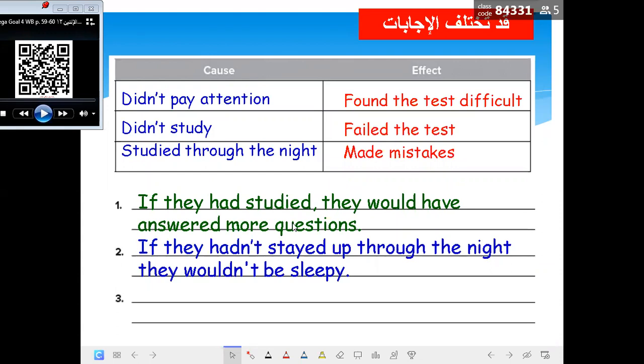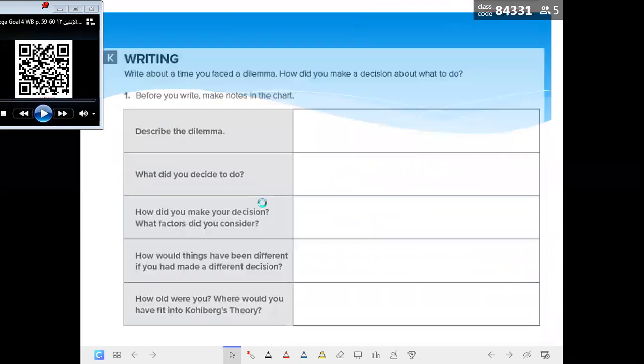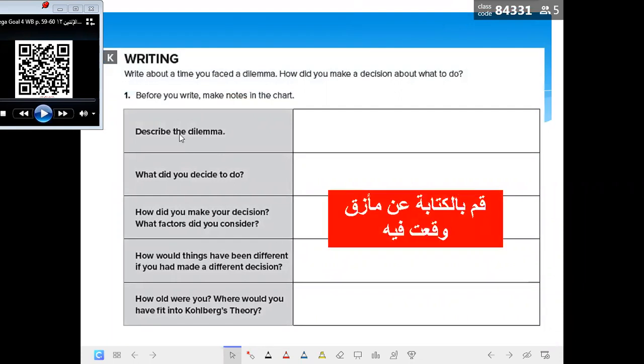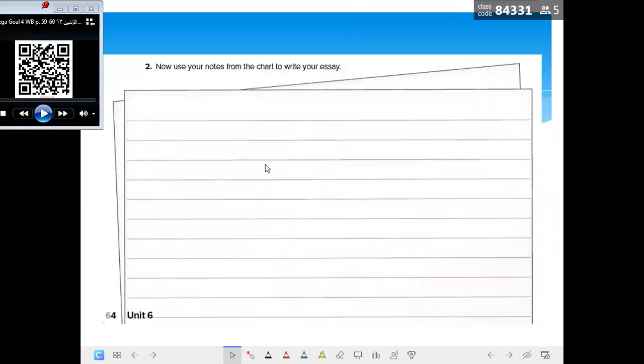The last part of the homework is on page 64. It's related to writing. I told you to write about the time you faced a dilemma. How did you make a decision about what to do? Here you can write your notes answering these questions, and under it you can write the essay describing the dilemma you faced.